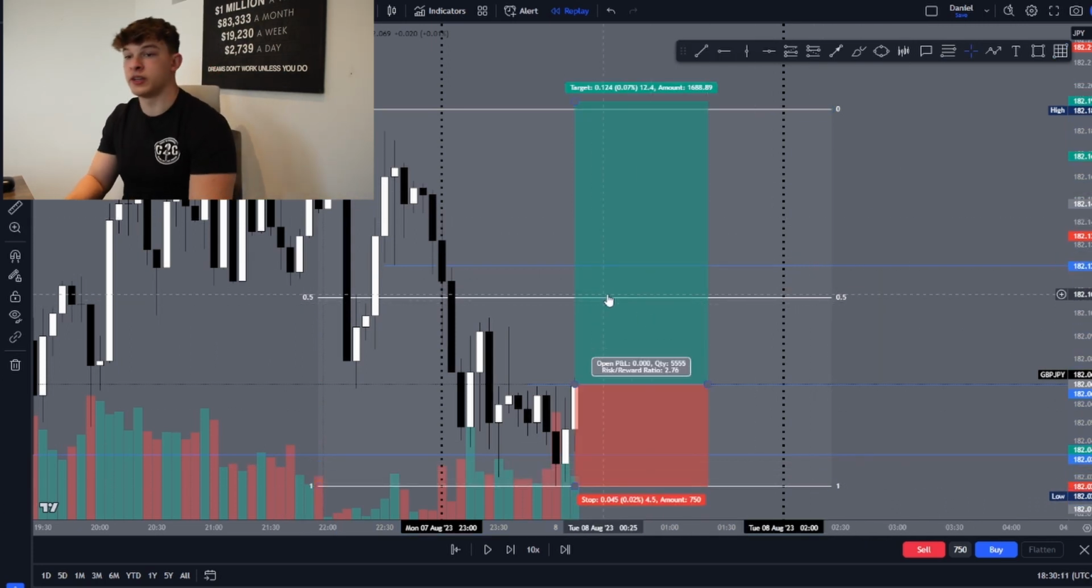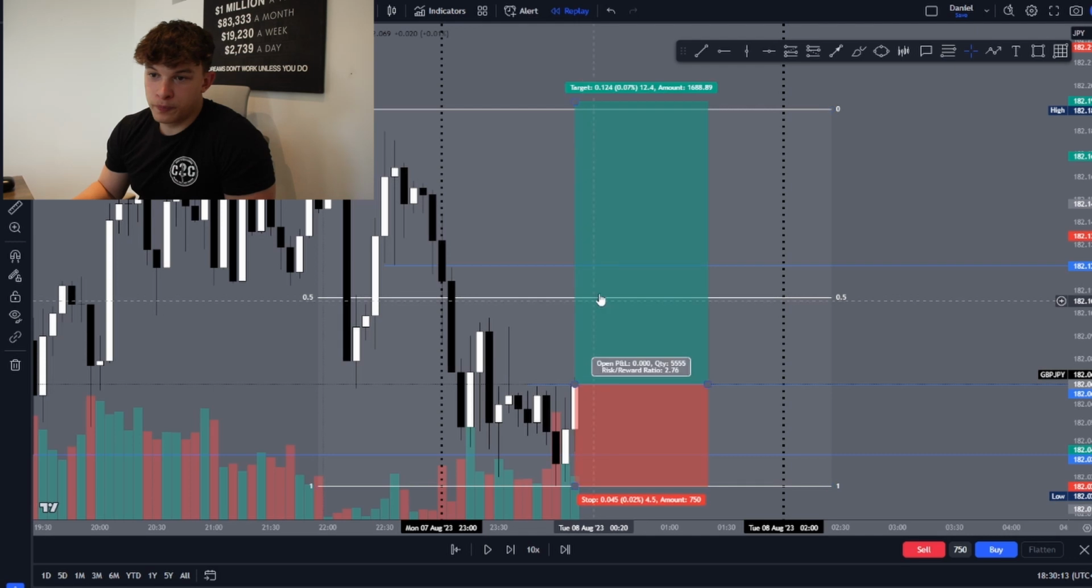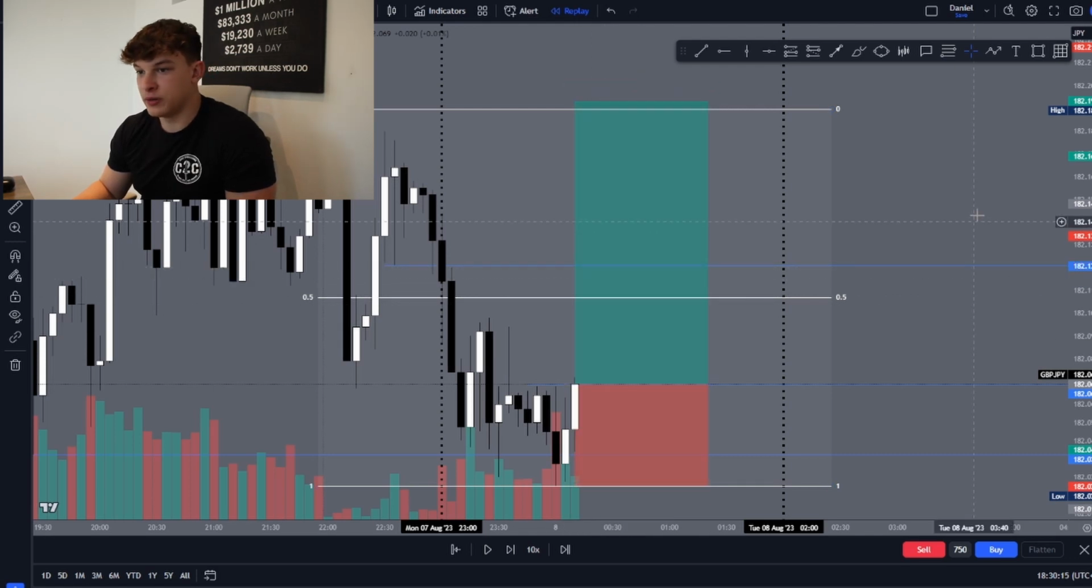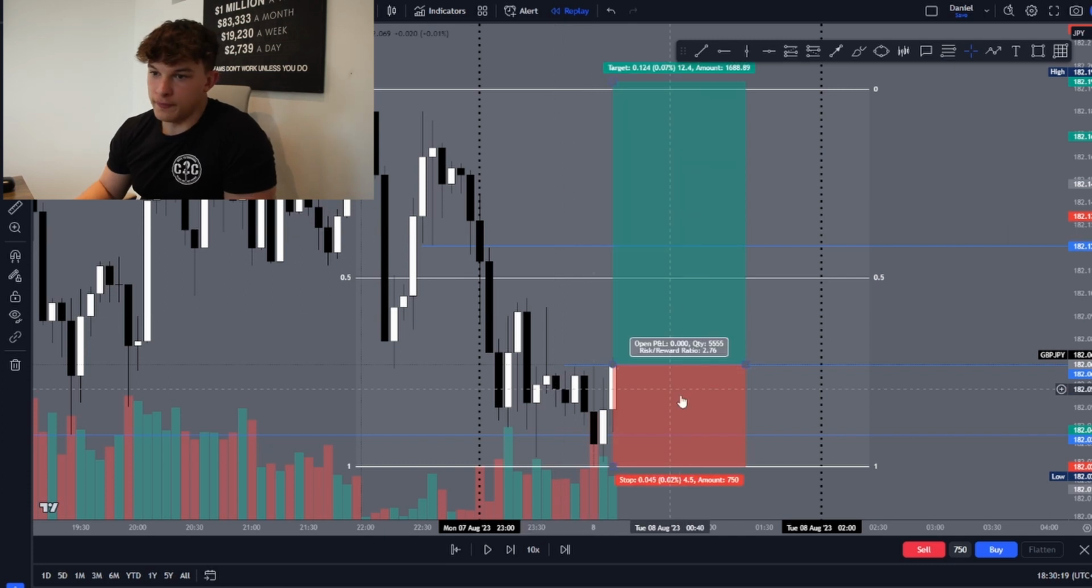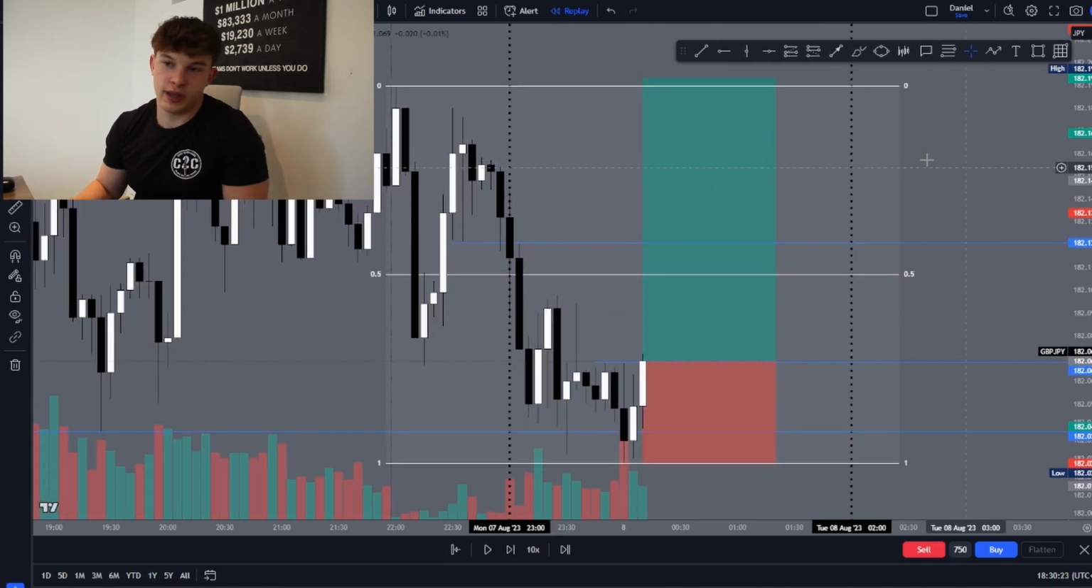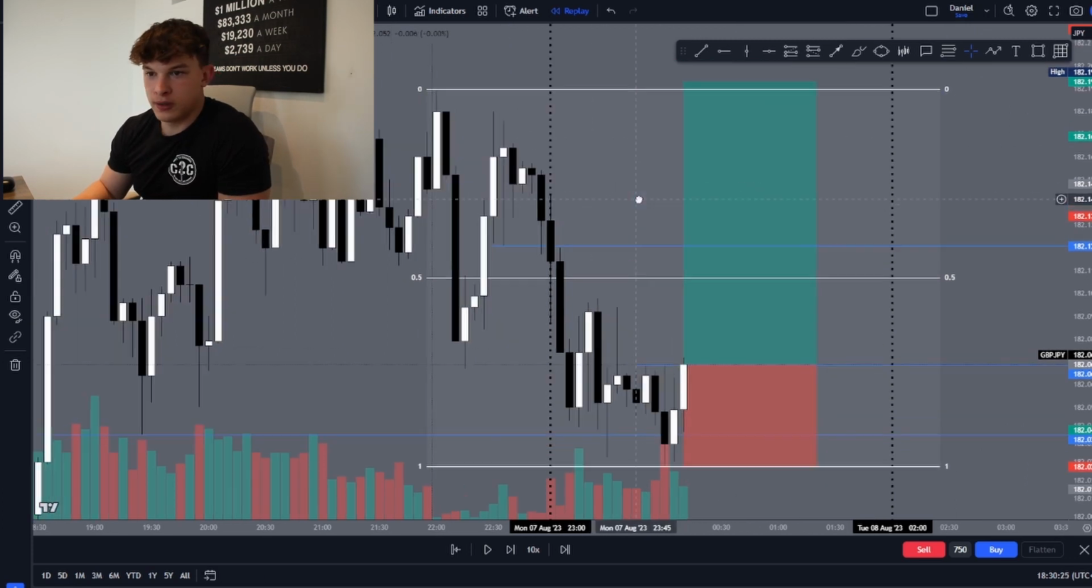So if we came up, tested equilibrium and pushed a little bit further and got a rejection, I would still close with TP1, so I would close half my position. And then stops would be set to break even. So it's a winning trade anyway, even if it just rejects here.